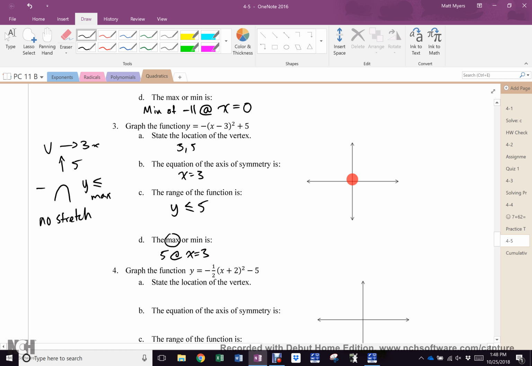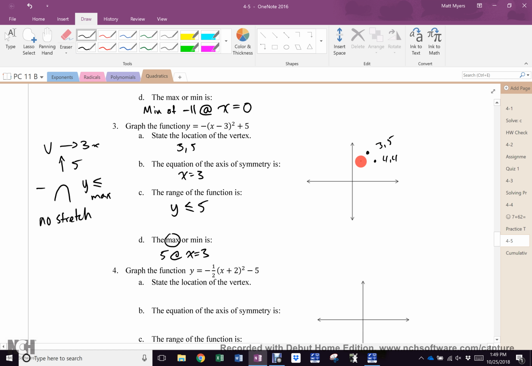Now let's graph it. Where's the vertex? Right, 3 up 5. And I label it 3, 5. Now let's put in some points. 1 to the right, and down how far? 1. So that is 4, 4.